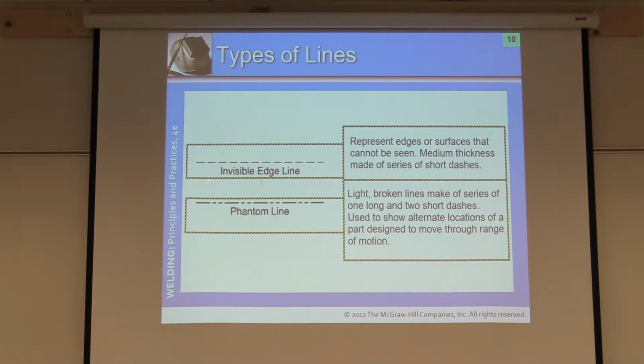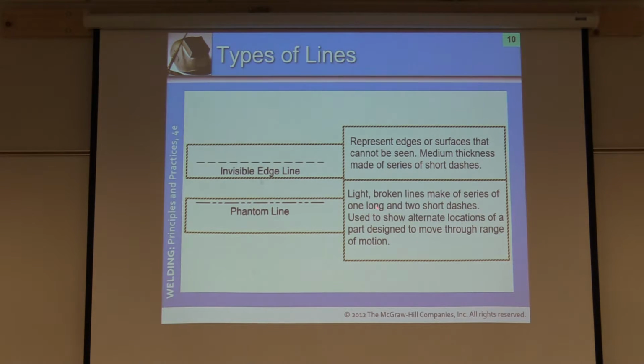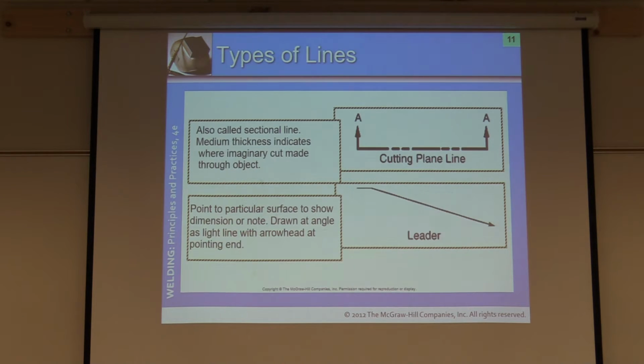Invisible edge line, nice even pattern broken dashed lines, okay? Phantom line, it's a light broken line made of a series, one long and two short dashes used to show alternate locations of a part designed to move through a range of motion. We'll explain that a little later on.